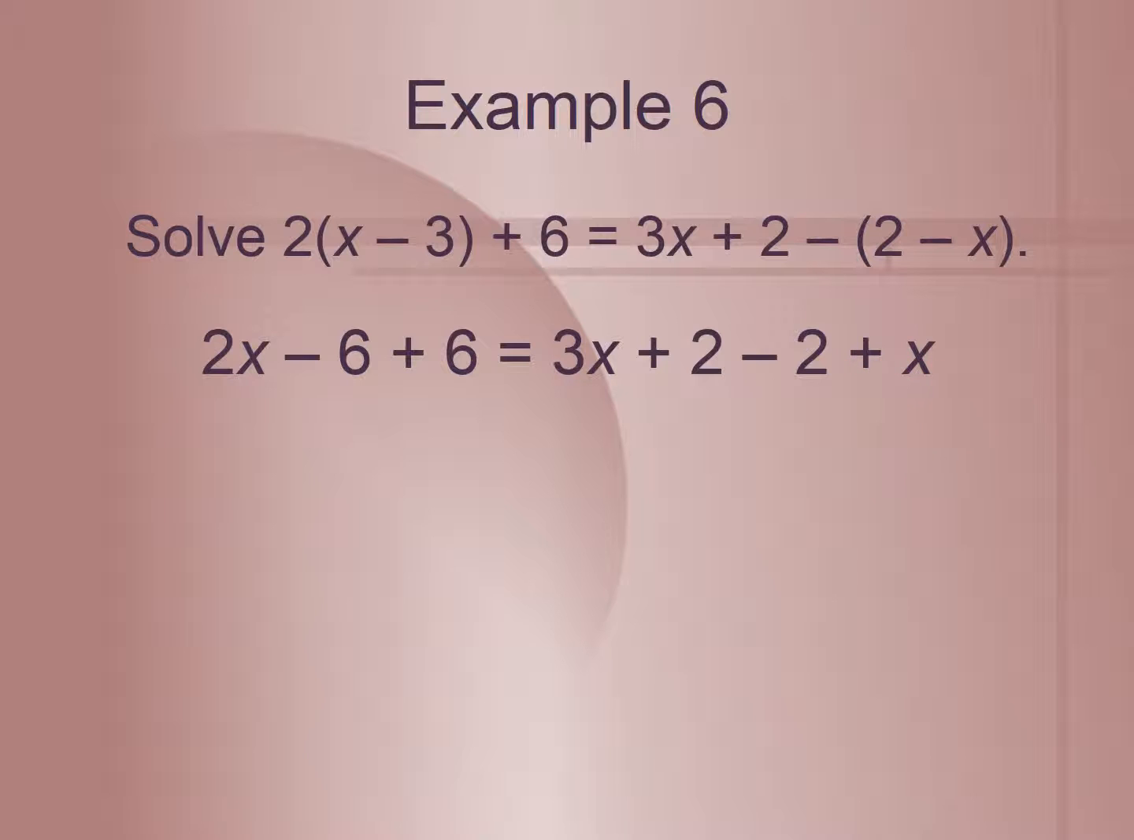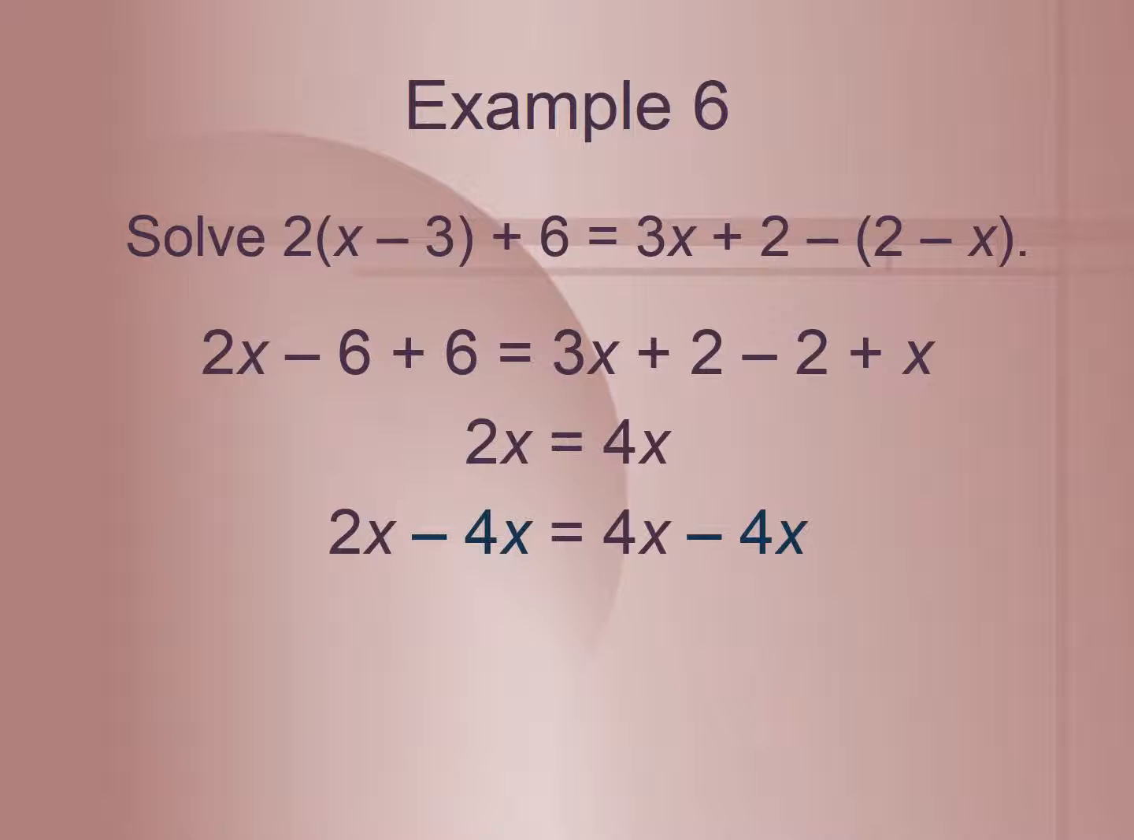Now let's combine some like terms. Negative 6 plus 6 is 0, which means on the left-hand side, all we are left with is 2x. On the right-hand side, 3x plus x is 4x. 2 minus 2 is 0, which means we only have 4x on the right-hand side. So let's subtract 4x from both sides, and we get negative 2x equals 0. We divide both sides by negative 2, and we get x equals 0.